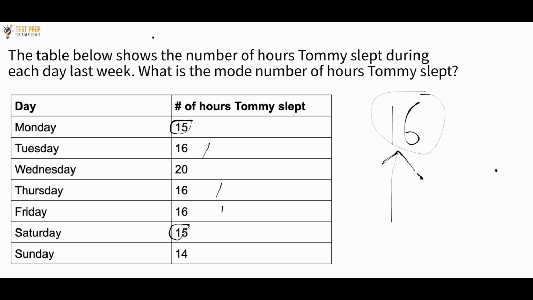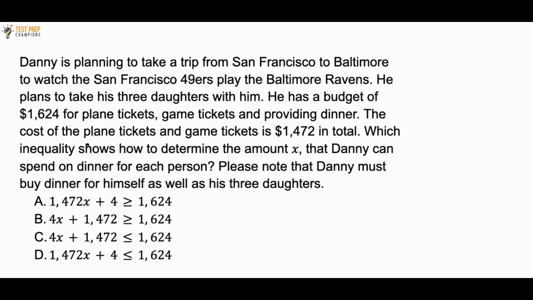Danny is planning to take a trip from San Francisco to Baltimore to watch the San Francisco 49ers play with the Baltimore Ravens. He plans to take his 3 daughters with him. He has a budget of $1,624 for plane tickets, game tickets, and providing dinner.